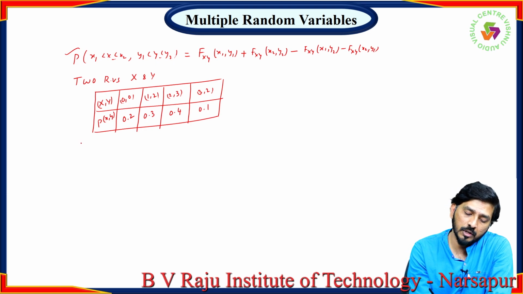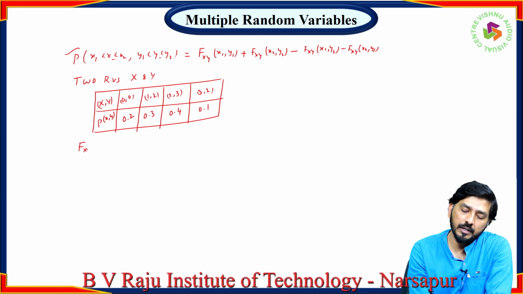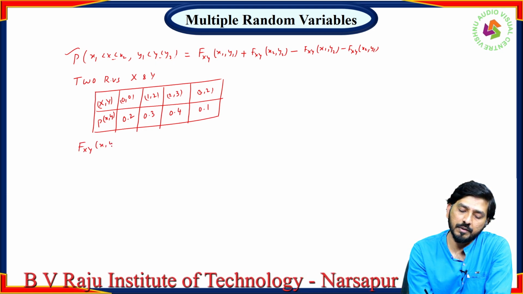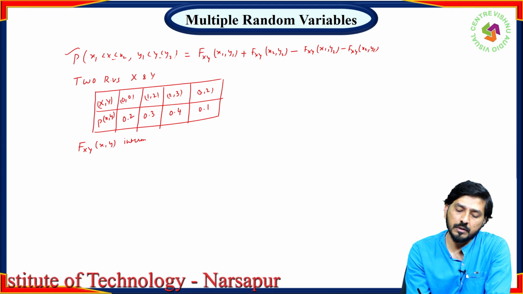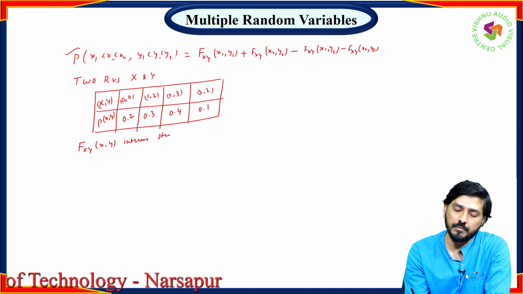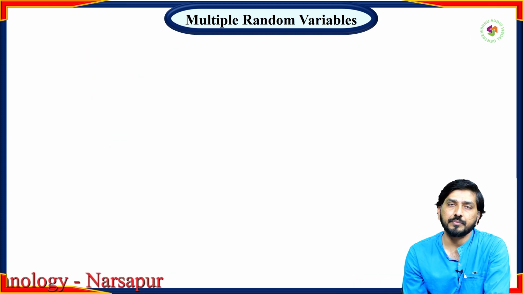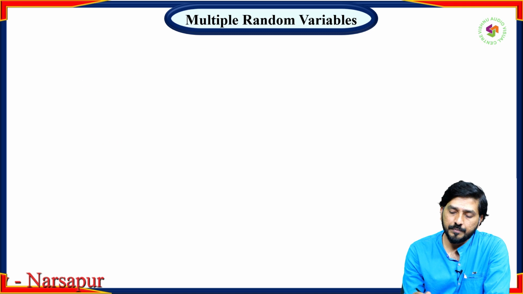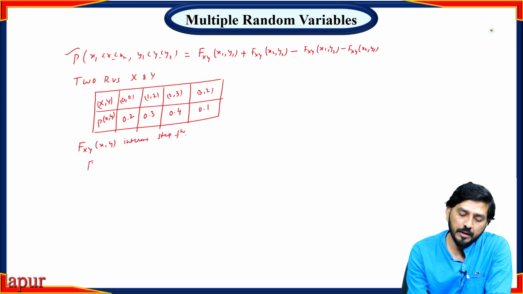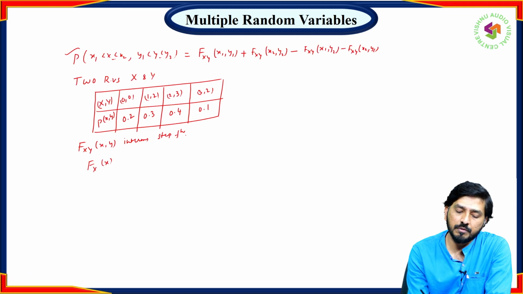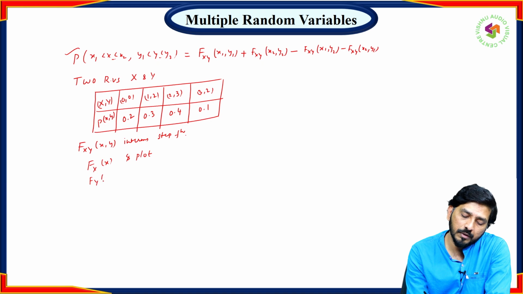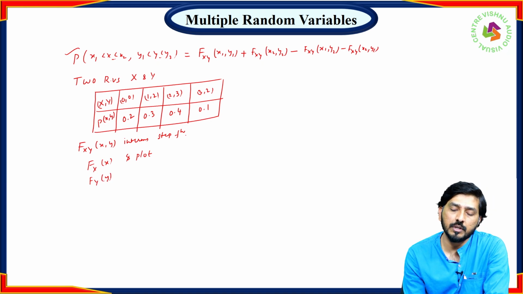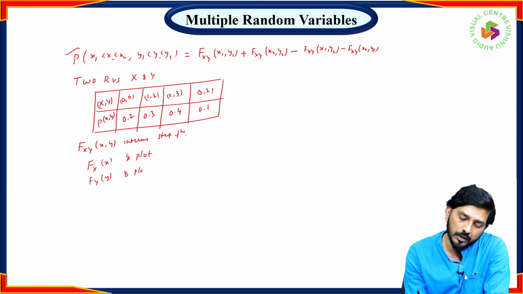So now the question is, find the distribution function Fxy of x comma y, in terms of step functions. Next, find the marginal distribution function Fx of x and its plot. Then find the other marginal distribution function and its plot.